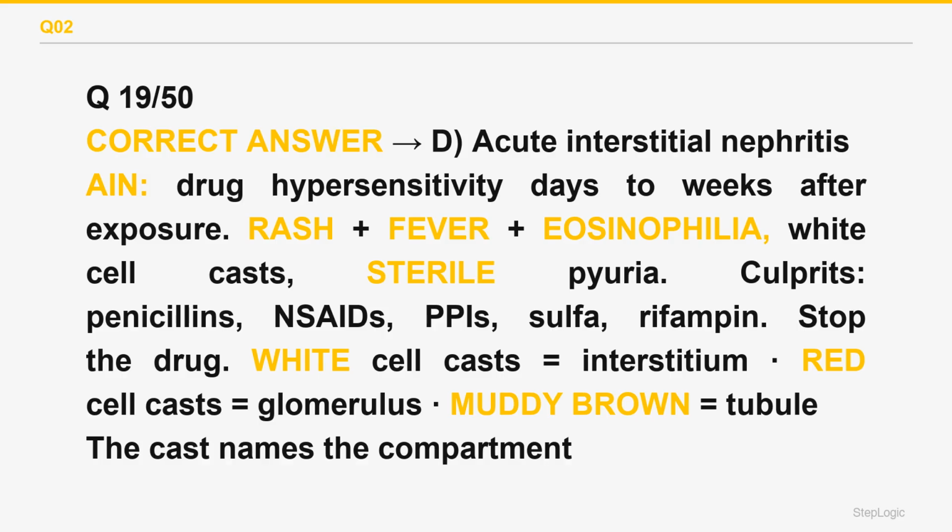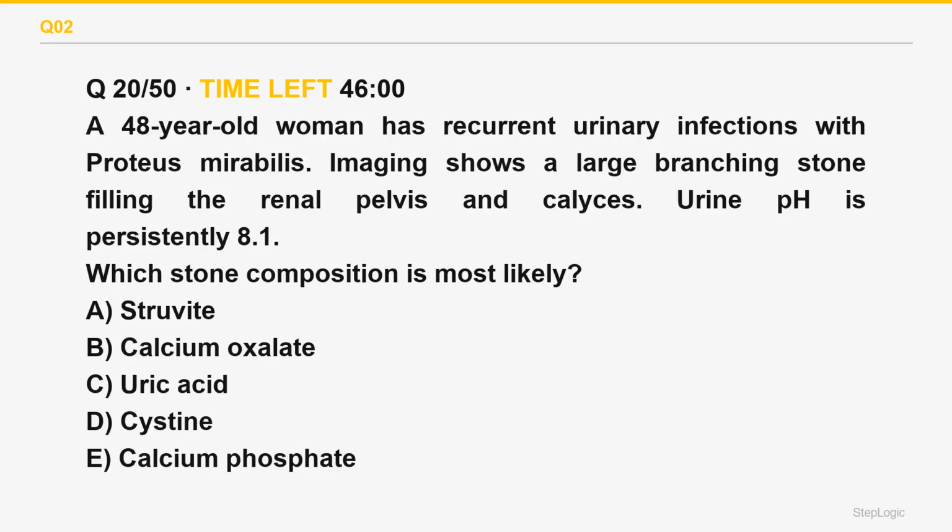Choice C would show red cell casts and a far more aggressive creatinine trajectory, and choices A and E lack any inflammatory sediment. If you see eosinophilia and white cell casts after a new drug, think acute interstitial nephritis. Which stone composition is most likely?